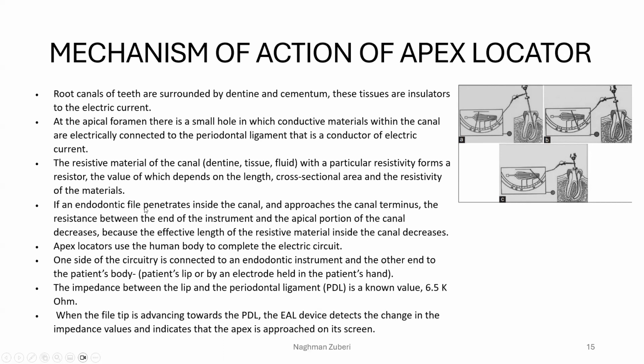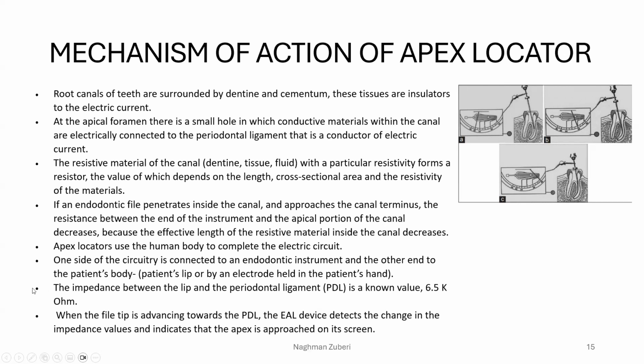If an endodontic file penetrates inside the canal and approaches the canal terminus, the resistance between the end of the instrument and the apical portion of the canal decreases, because the effective length of the resistive material inside the canal also decreases. Apex locators use the human body to complete that electric circuit. One side of the circuitry is connected to an endodontic instrument and the other end to the patient's body, either patient's lip or maybe patient is holding an electrode in their hand.